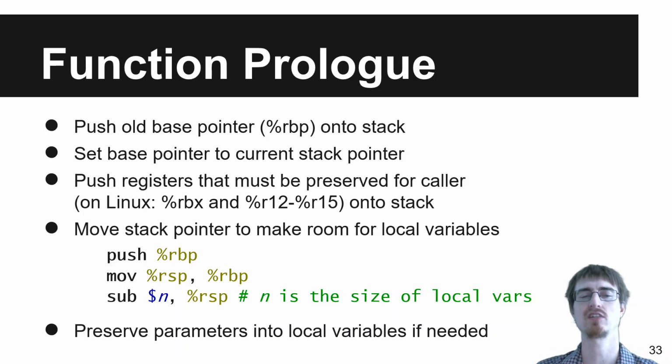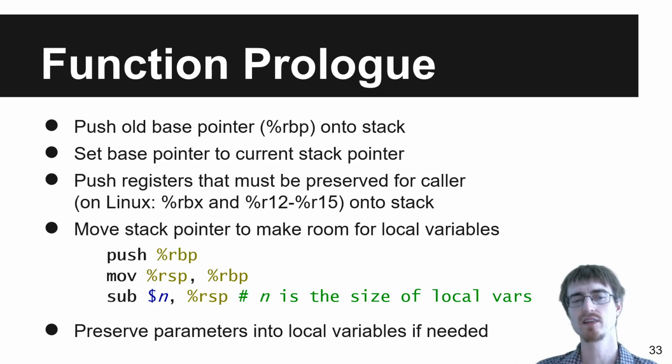So in Linux, this is RBX and R12, R13, R14, R15. But an operating system can make any definition it wants, as long as it's consistent between all the programs, all the libraries, all the compilers. Because this must be the same for the code to be able to interact by means of function calls.